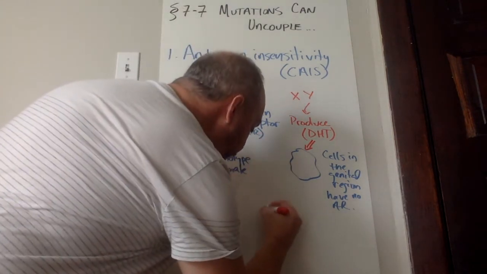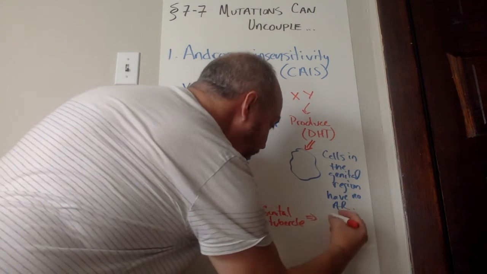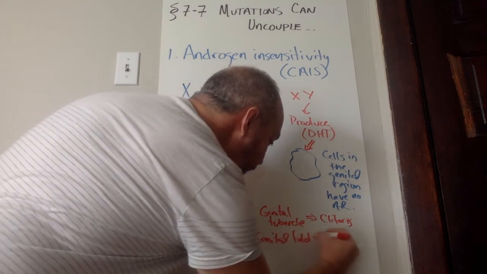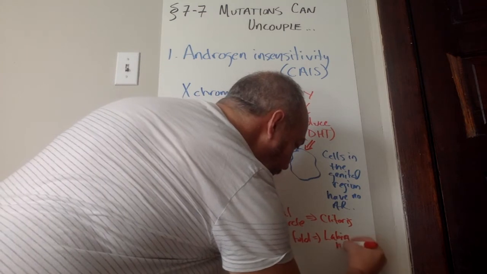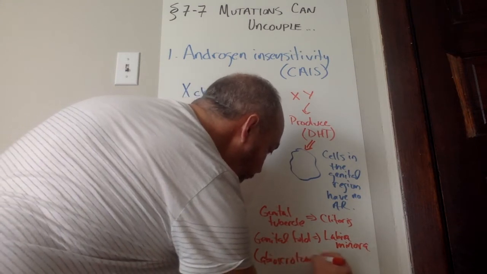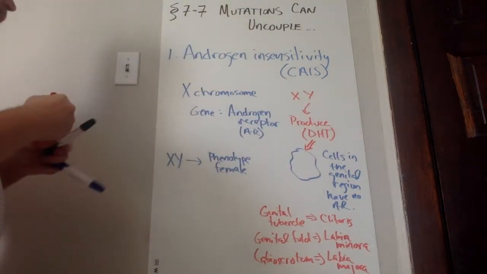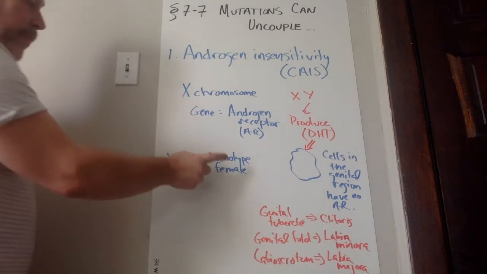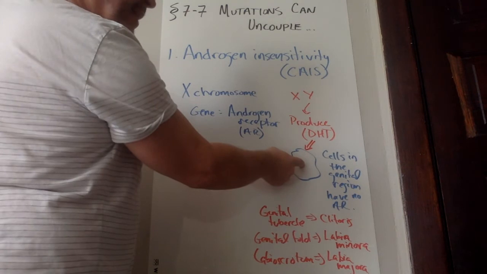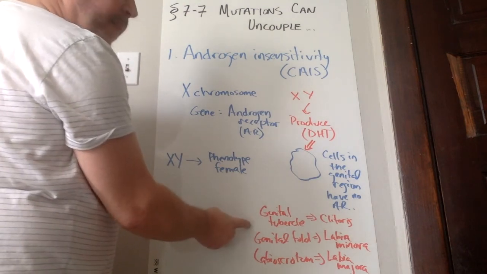And so now you're going to have the genital tubercle develop into a clitoris. You're going to have the genital fold develop into the labia minora. You're going to have the labioscrotum develop into the labia majora. So, XY chromosomes, female phenotype. They're able to produce DHT just fine. It is a mutation in the cells that need to receive that message that don't get the message, so they go back to the default plan, which is the female phenotype.